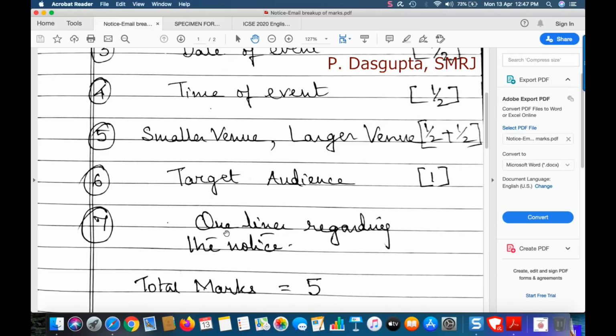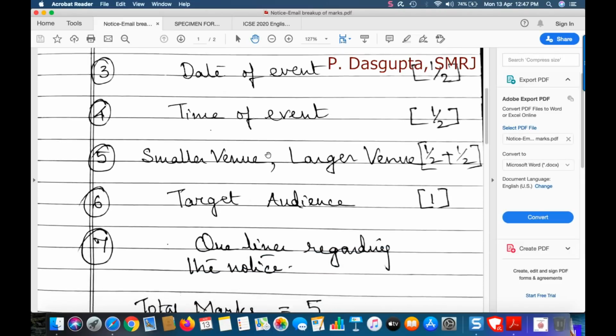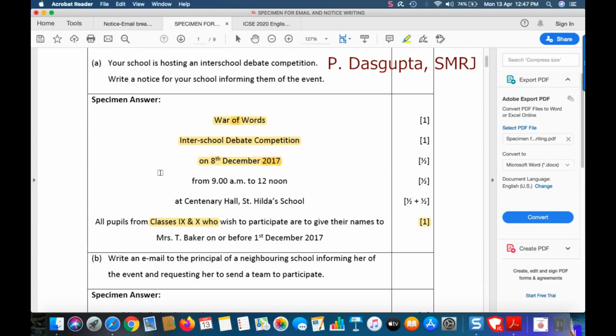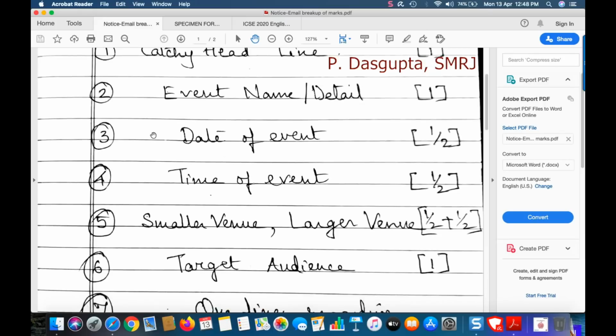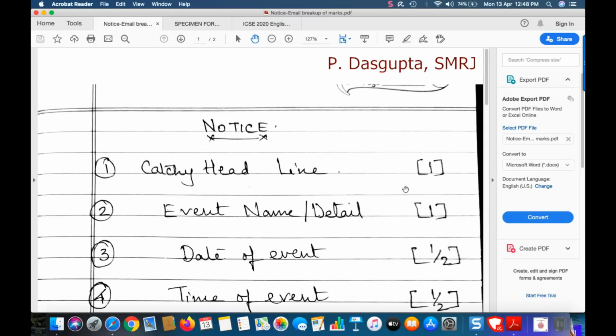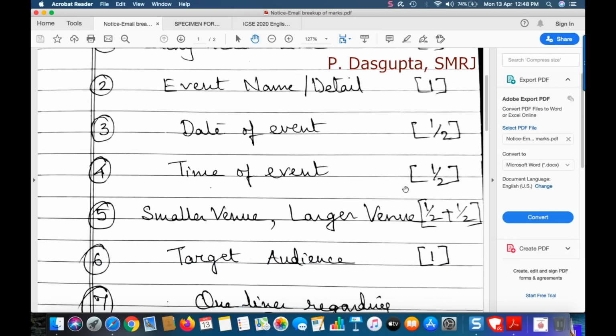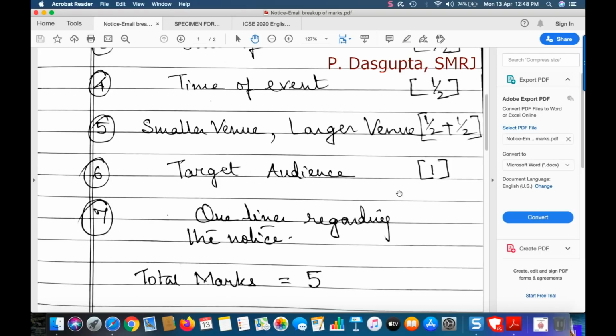7th point. One-liner regarding the notice. Now, as I told you, this line you will use to inform the people whom they should contact if they want to participate in the event which is being mentioned in this notice. In this case, we'll go again back to the specimen. So what it says, those who wish to participate are to give their names to Mrs. T. Baker on or before 1st of December 2017. Right? Now that ends the notice format and the way of writing. Remember how many marks it has? 1, 2, 2.5, 3, 3.5, 4 and 5 marks. So total marks is 5.